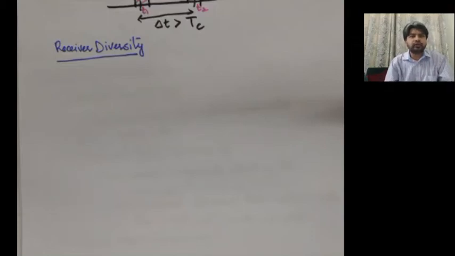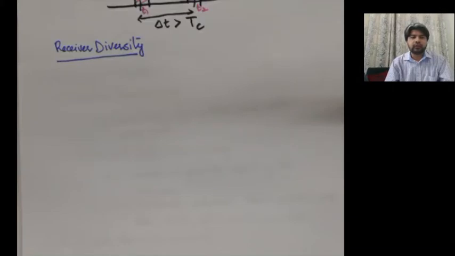So we'll talk about receiver diversity. In receiver diversity, you would have more than one antenna placed at the receiver side so that you can improve the performance under fading. We would call them the number of branches. So we would have capital M number of branches so that we can improve the performance under fading.